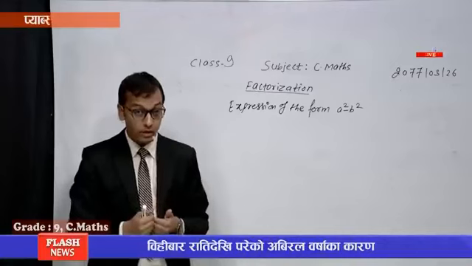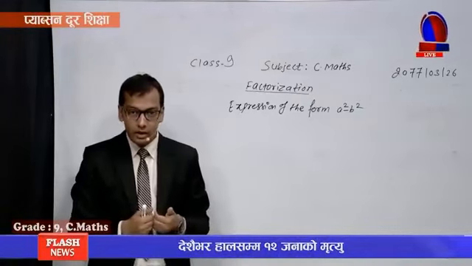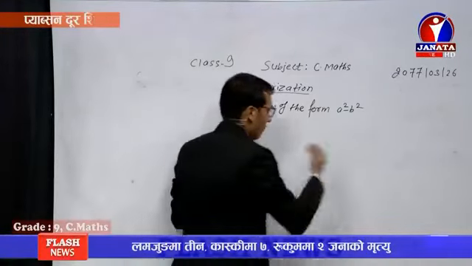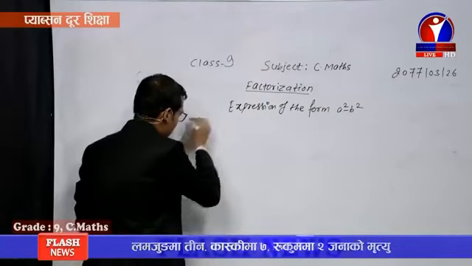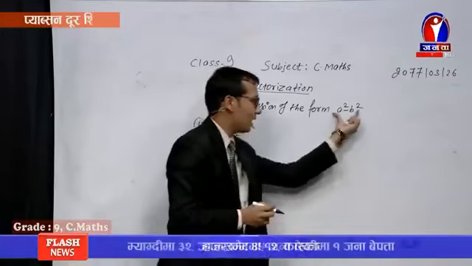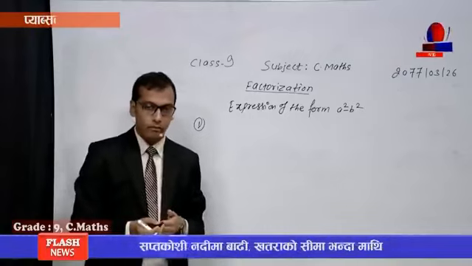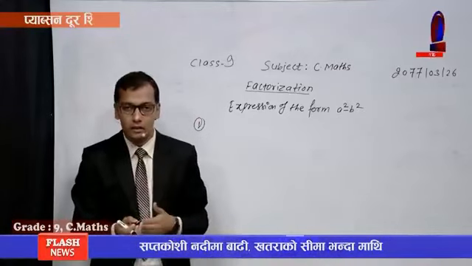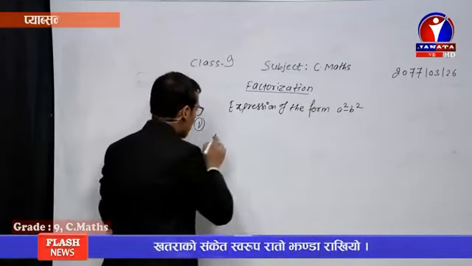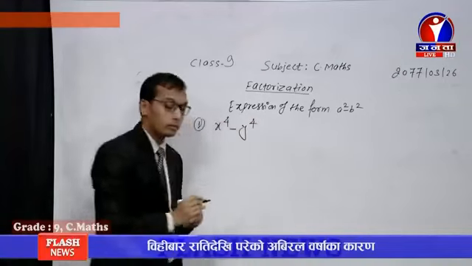So you can see the questions now. I'm going to write some questions, and you can see them on the slide. Here, I am also going to discuss what are the factors of a squared minus b squared, and what is the major difference between factors and expanded forms in some of the formulas. So first question, let me take x to the power 4 minus y to the power 4.